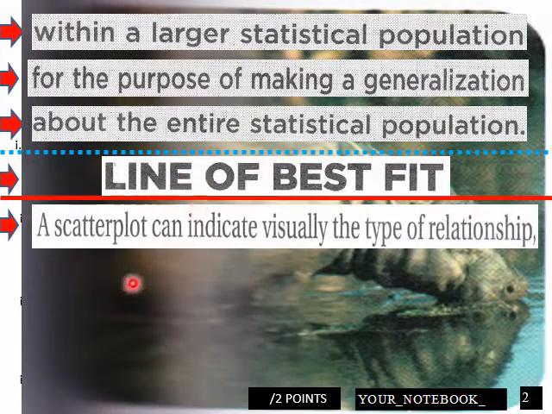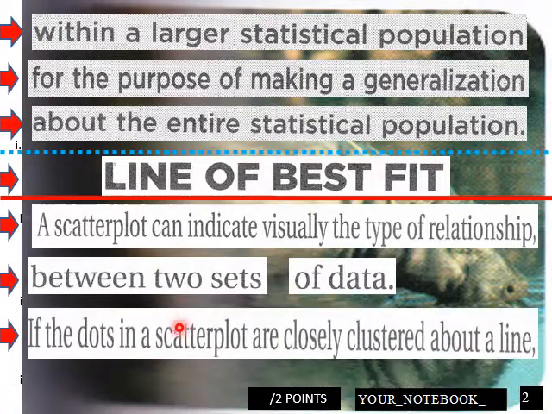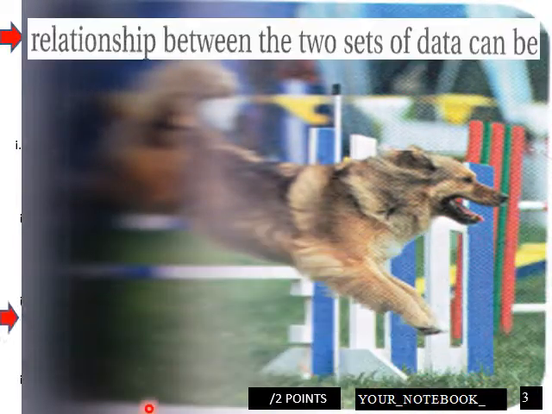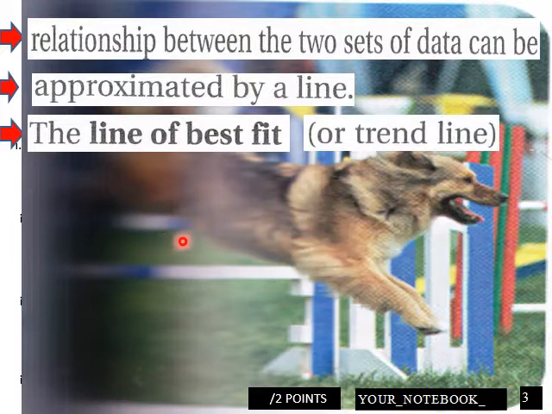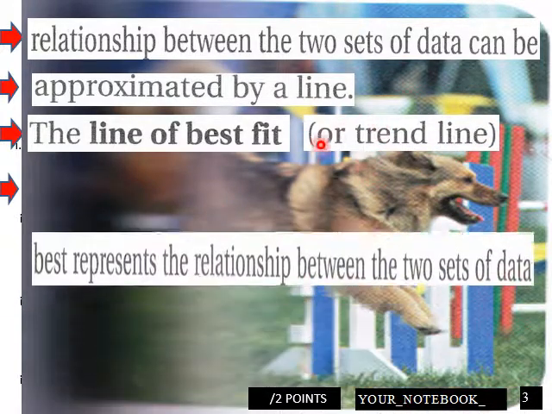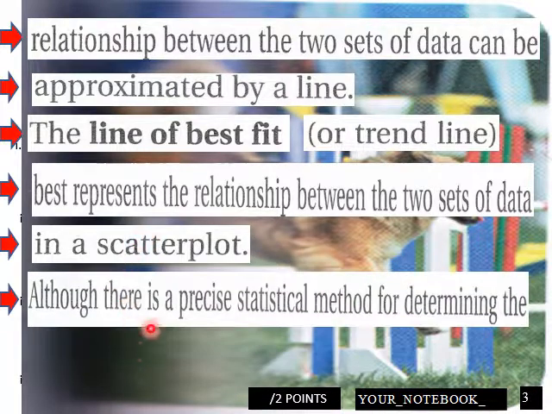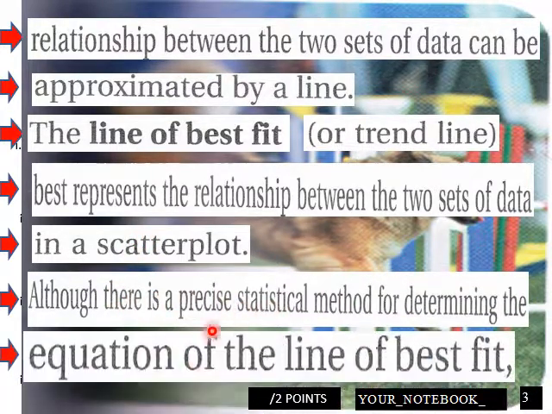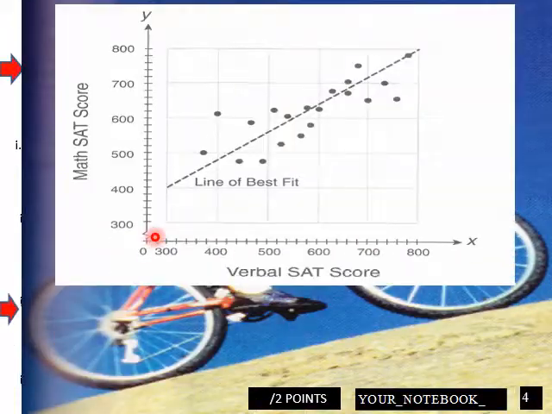The line of best fit can usually indicate this type of relationship. If the dots in the scatter plot are clustered about a line, then the relationship between the two sets of data can be approximated by a line. The line of best fit, or a trend line, best represents the relationship between two sets of data in a scatter plot. Although there is a precise statistical method for the equation of a line of best fit.